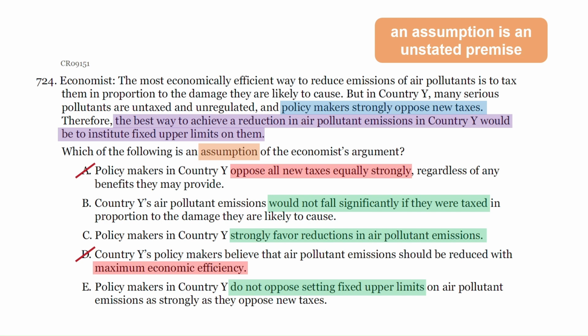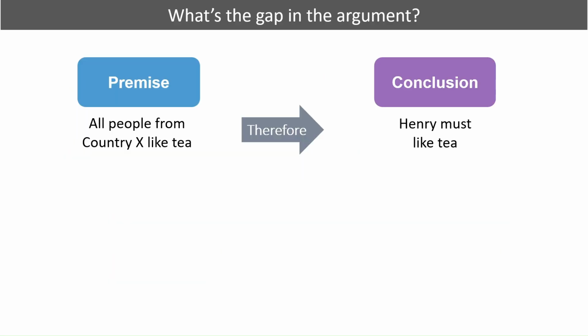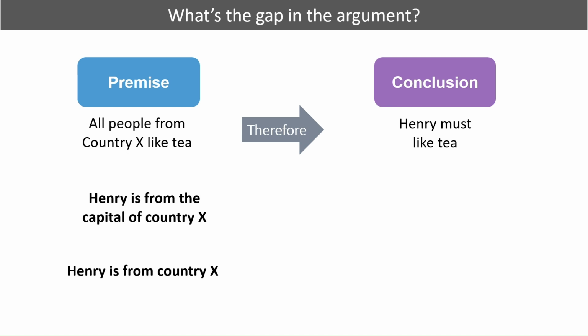Using the idea of an assumption as an unstated premise, we've managed to eliminate a couple of answers. We need to look closer at what an assumption is in order to go further. Let's look again at the example about Henry. Here are a couple of candidates for assumptions. The second one, that Henry is from country X, was our instinctive assumption. But what about the first one? Sure, it supports the conclusion.